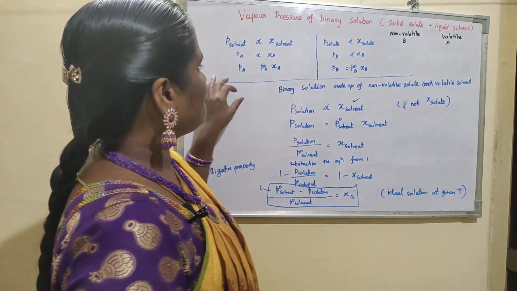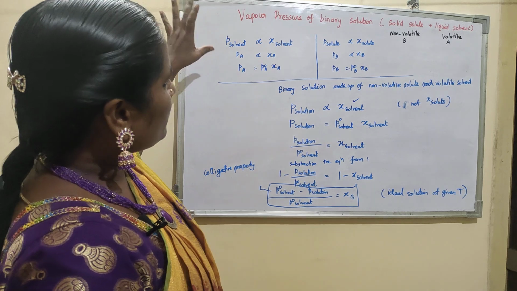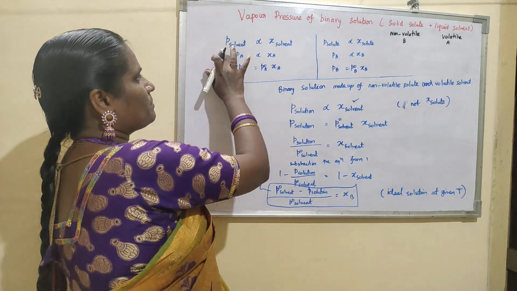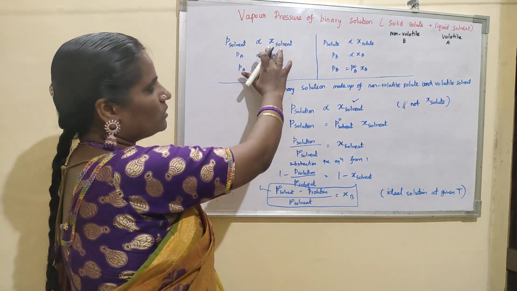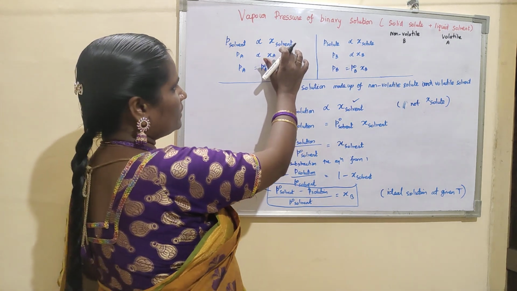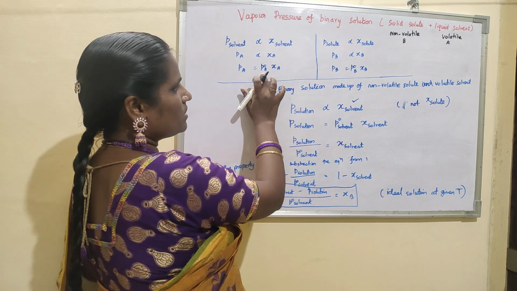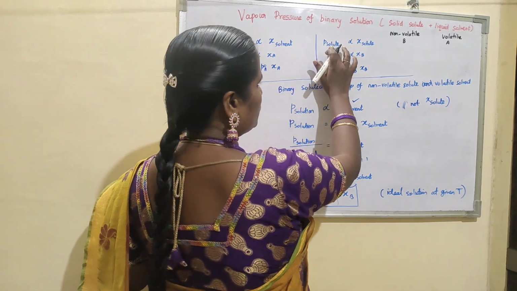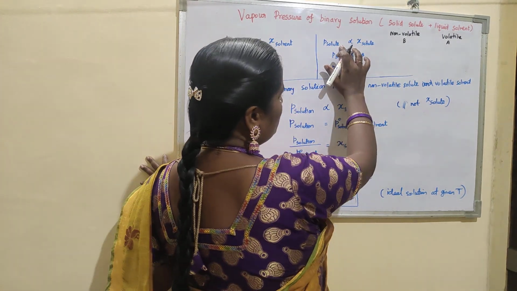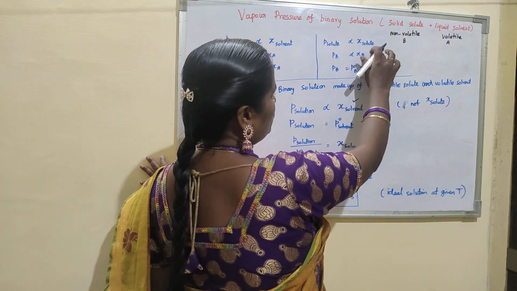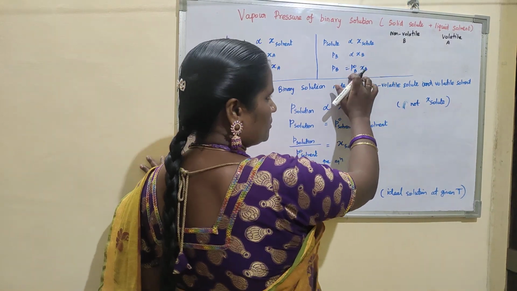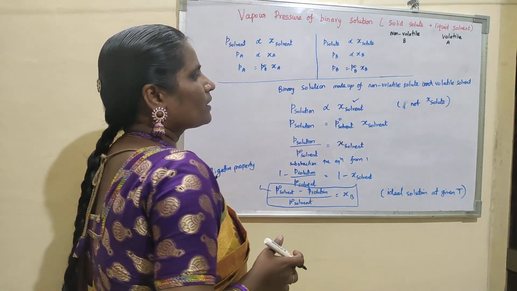Now, independently, when you apply Raoult's law, the partial pressure of the solvent is directly proportional to the mole fraction of the solvent, and when you put the proportionality constant as the partial pressure at the pure state, similarly for the solute, the partial pressure of the solute is directly proportional to the mole fraction of the solute, and the proportionality constant is P naught B.